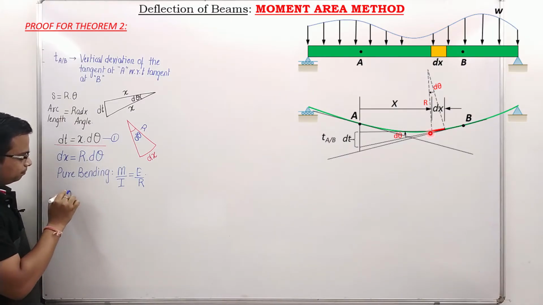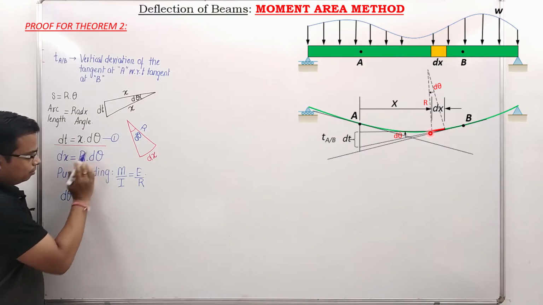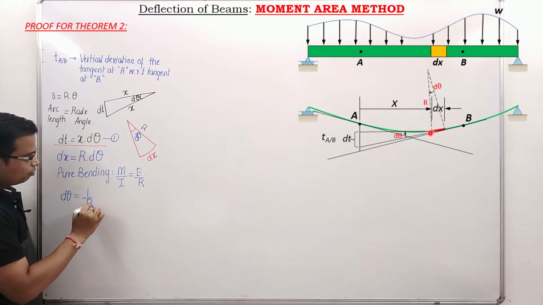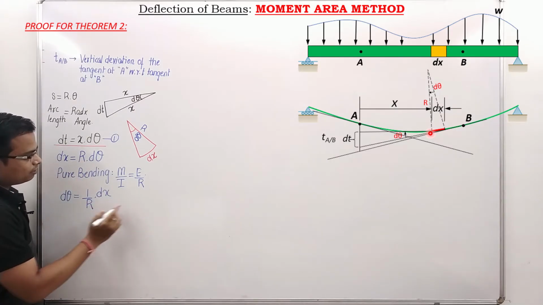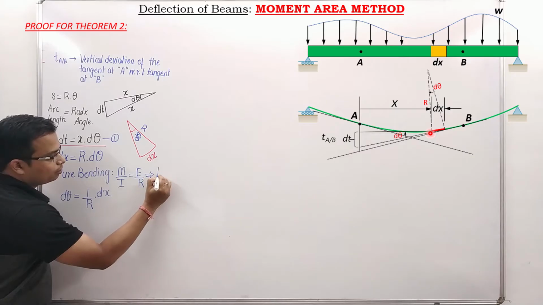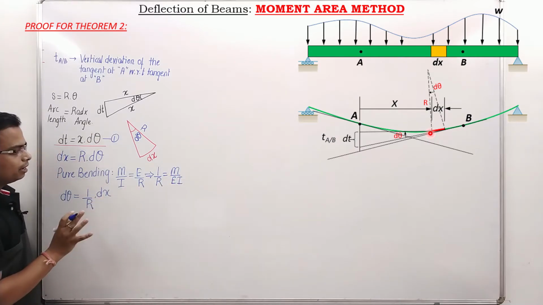d theta is equal to 1 by r times dx. You can write it this way. r comes in the denominator, so what is 1 by r? What you can see is 1 by r can be written as M upon EI. This is something which I had explained in the previous session also. You just need to plug in the value over here, and that's it.